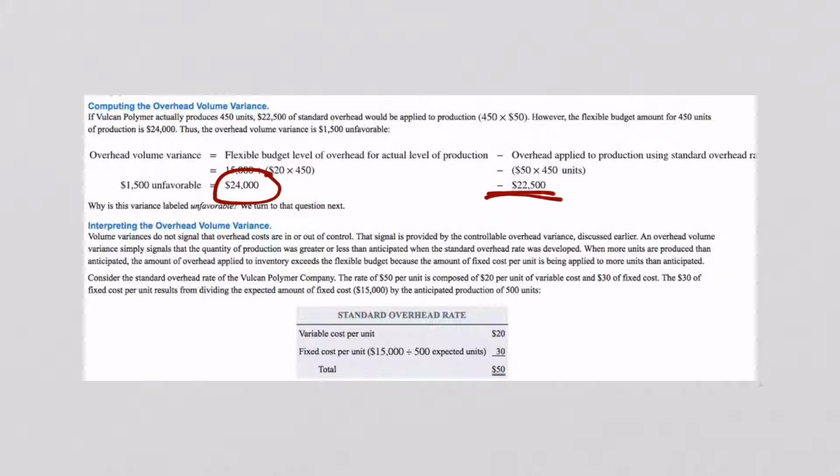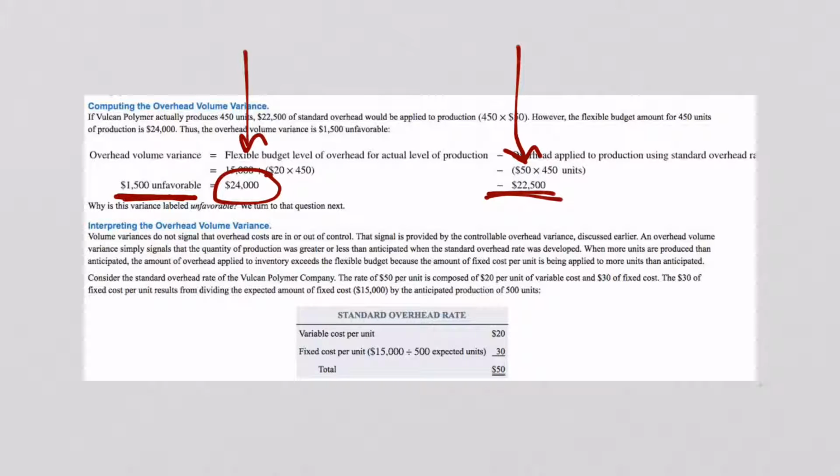Because we got fewer units, we're going to say this is an unfavorable result because our real flexible budget amount is 24,000 compared to the amount that we actually applied. So it'll be considered unfavorable, but it doesn't necessarily mean a whole lot. You have to look at it and analyze it, and let's see how the textbook says to interpret the overhead volume variance. Let's see what it says.